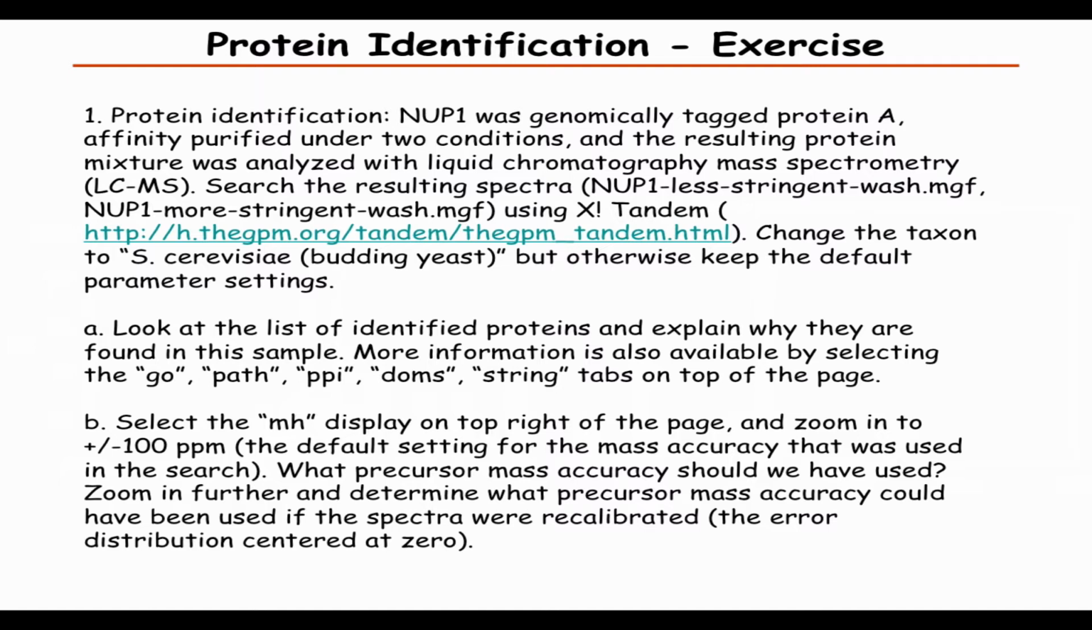So did anyone look at the less stringent wash? Yeah. Okay. There are similar proteins like NUC1. Anything else that Dylan didn't mention? The number of hits is higher than the wash. Yes. So you get much more. Yeah, 129.